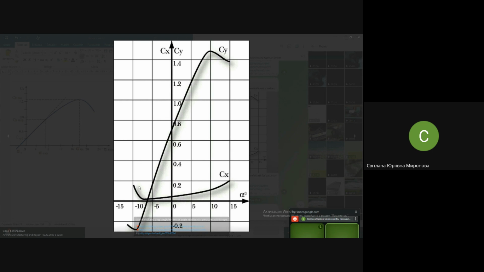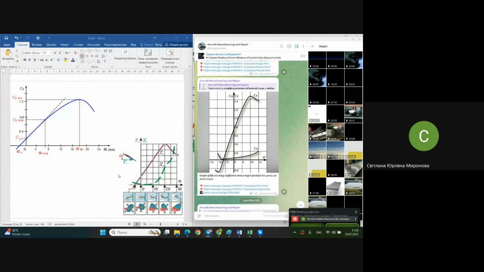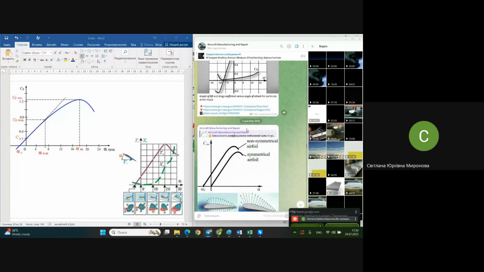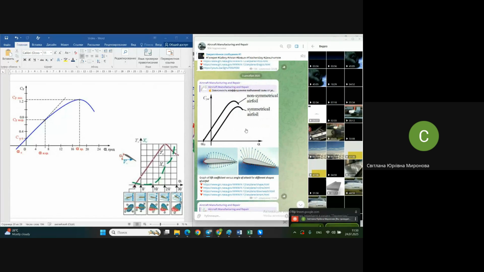Well, and how to choose the best angle of attack? How to find the most efficient, the optimum angle of attack? And in this meaning, another characteristic should help us. Actually, we have the aerodynamical characteristics of an airfoil, as I said, Cy, the coefficient of lift, and Cx, the coefficient of drag. And we have one more combined characteristic, which is called the aerodynamical quality of the airfoil.